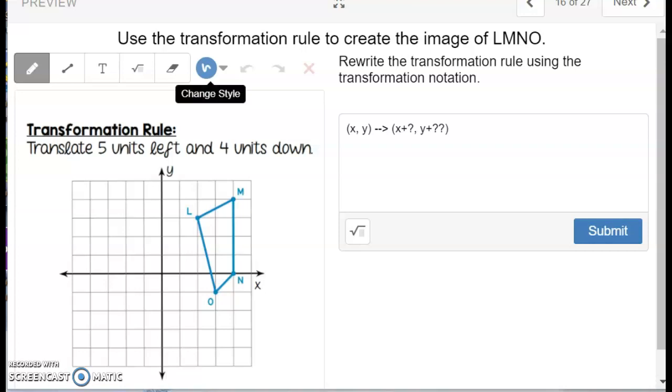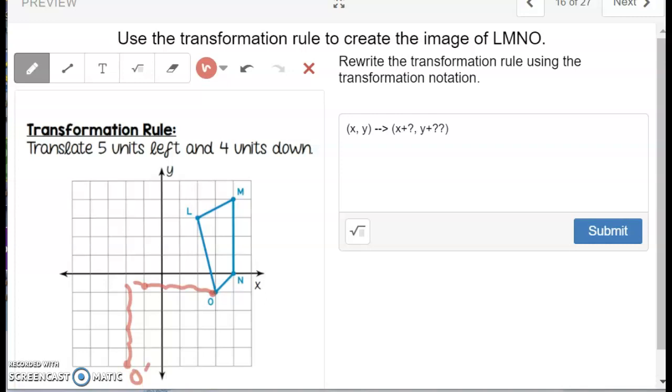Okay, so I'm going to get a new color so that it is easy to tell which it is. And please use the notation. So I can pick one of the points. So if I pick O here, I can translate 5 units left, so I can move 1, 2, 3, 4, 5 to the left, and 4 units down, 1, 2, 3, 4. So this is my new O prime.